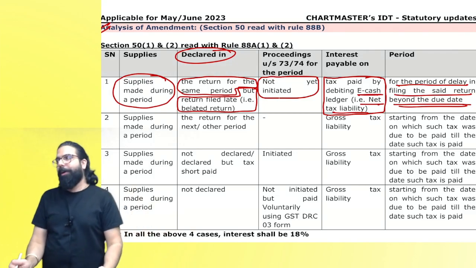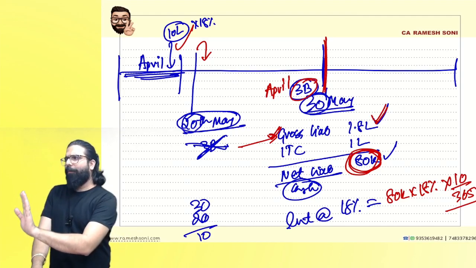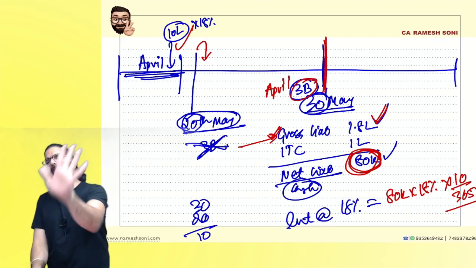Now I will tell you what people did. What people do is, this is normal. This is a good boy wala thing. 20th, you should have filed your return. You filed on 30th, 10 days ke liye you are paying interest. Government, I used your money. I will give you 10 days ka interest.